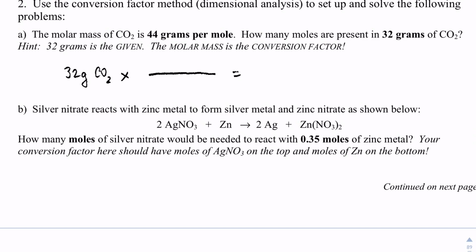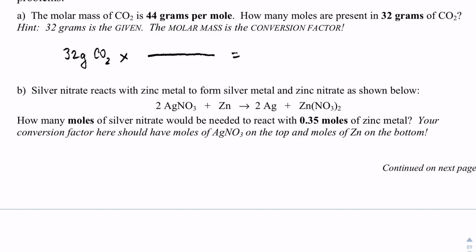Dimensional analysis is a way of using conversion factors instead of proportional reasoning to convert between different units. It requires a different setup than proportional analysis, and that's what we're going to look at here. For example, the molar mass of carbon dioxide is 44 grams per mole. How many moles are present in 32 grams of carbon dioxide?